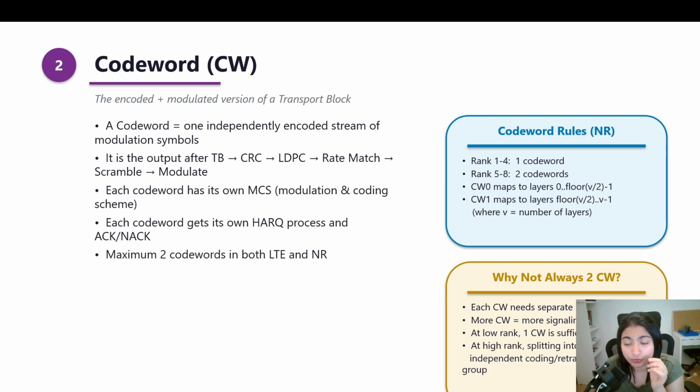So each code word thus has its own modulation and coding scheme. Since each transport block is associated with its own HARQ ID, each code word has its HARQ process also. Now for ranks 1 to 4, per TTI, one transport block is generated, whereas for ranks 5 to 8 per TTI, there are around 2 transport blocks that are generated. Thus, 2 code words are also generated. So, when you're looking at a trace and see 2 code words, just think that okay, the channel rank could be 5 or above.